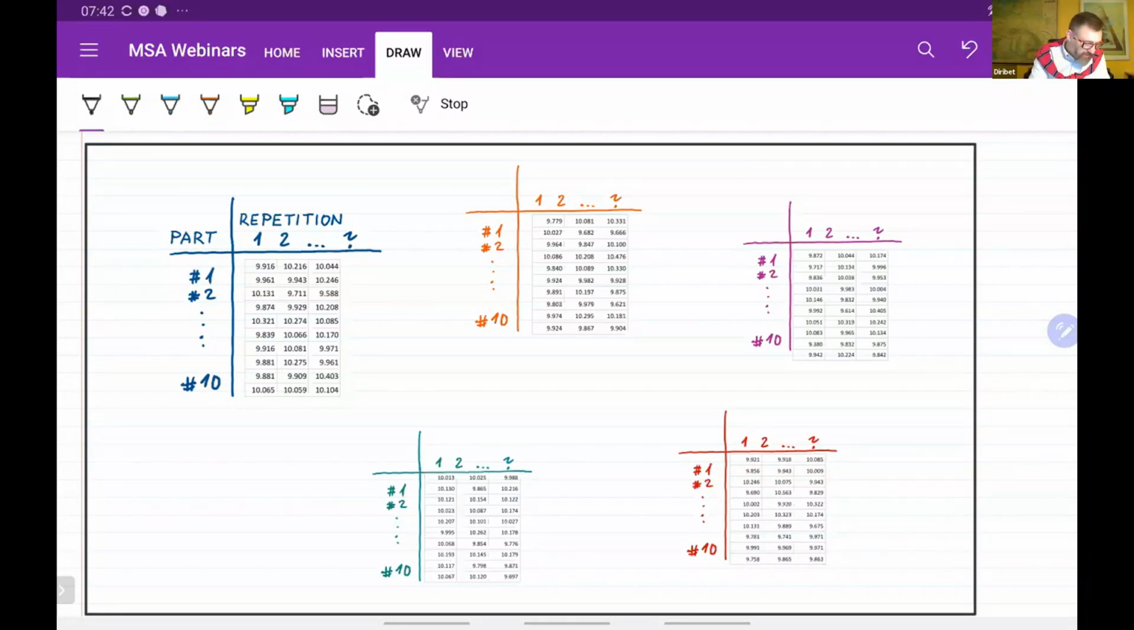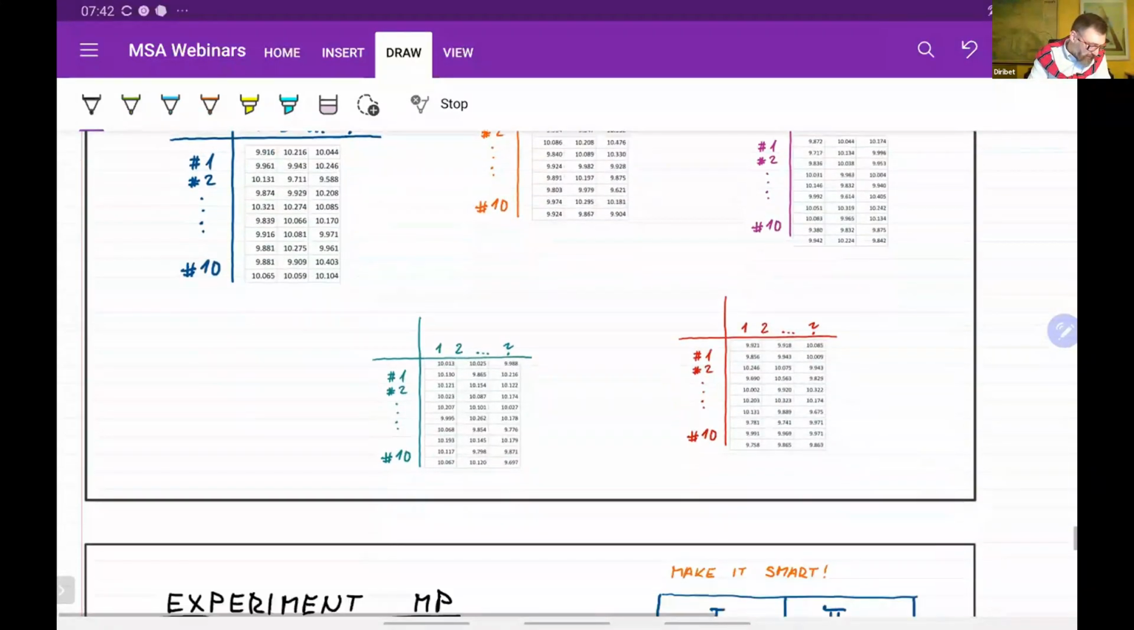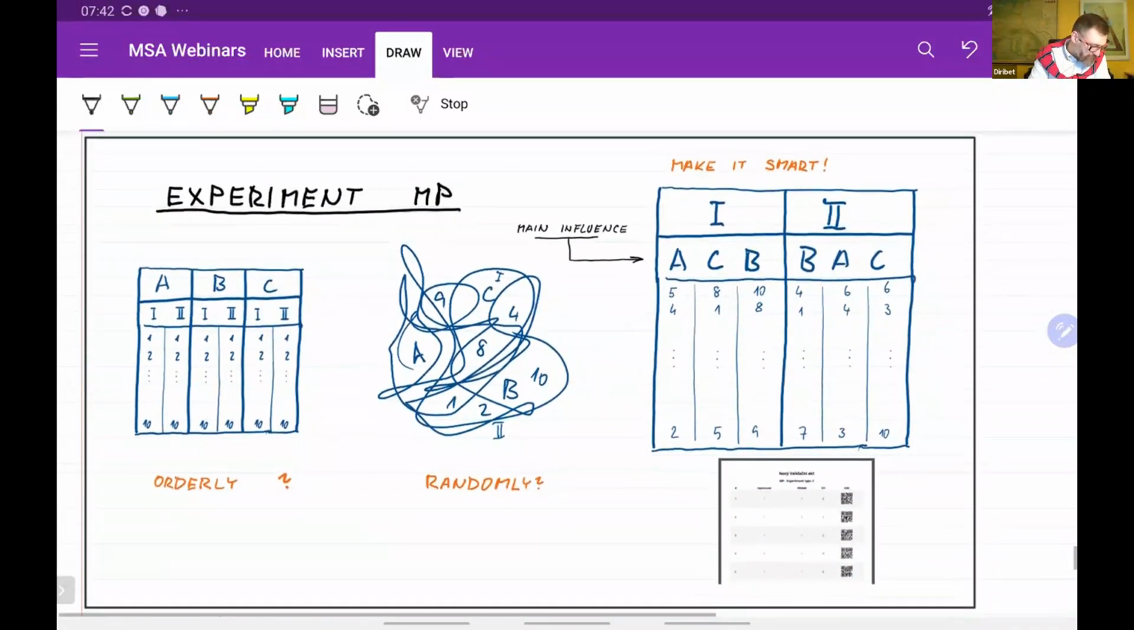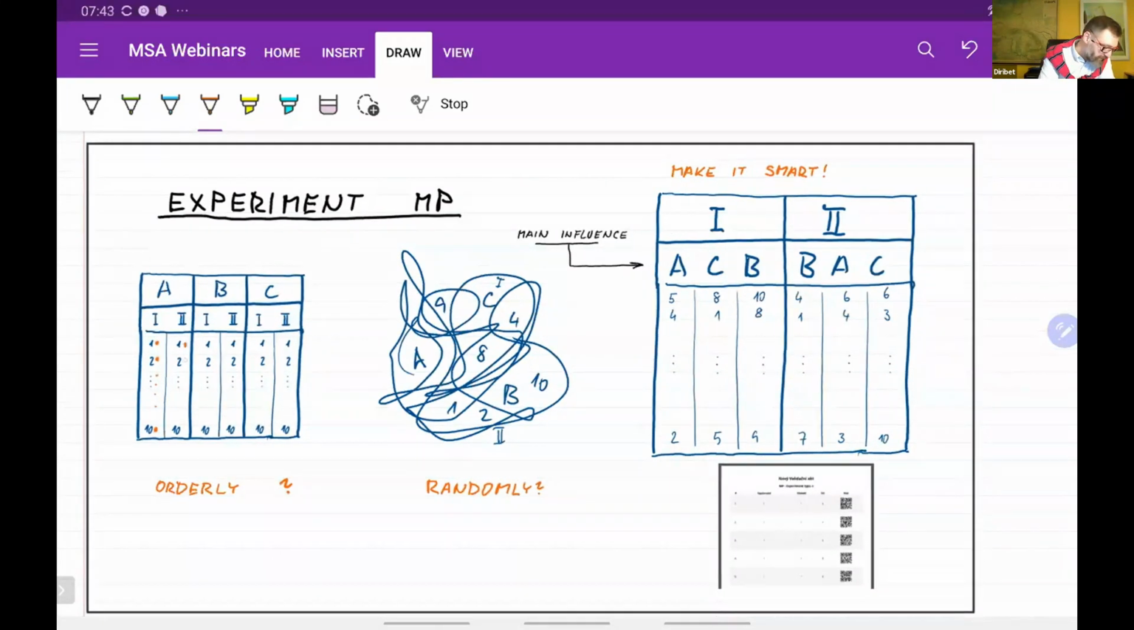So how is this table being acquired? We have three ways to do this. We can be very orderly, make this 3D table with the, let's call it, operators or measuring devices A, B, C, repetition 1, 2, 1, 2, 1, 2, and then fill it in one by one, putting in the numbers. But there is a certain problem with that.